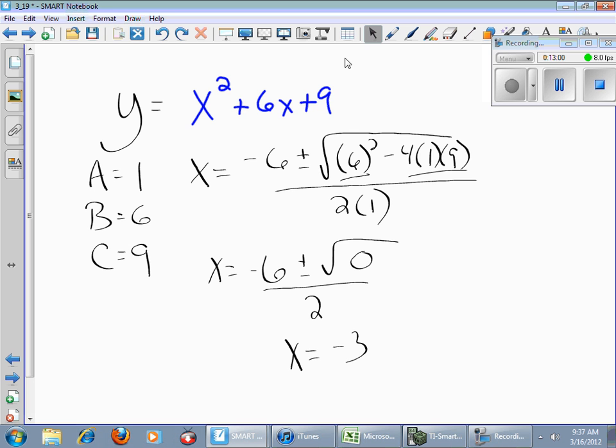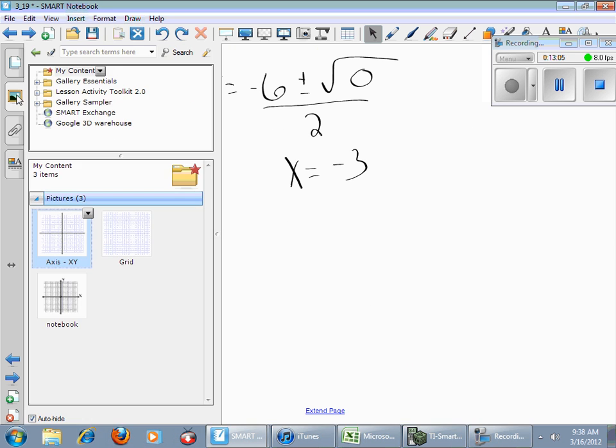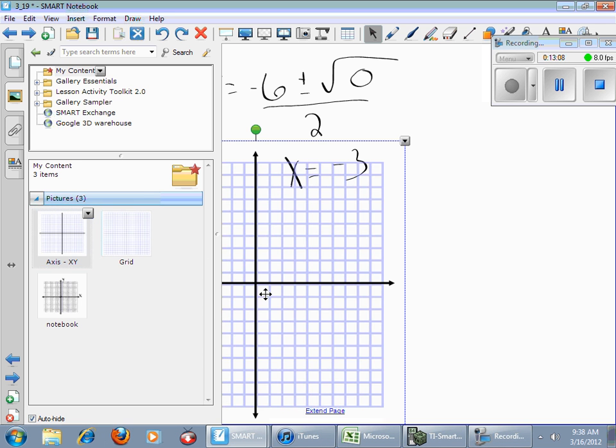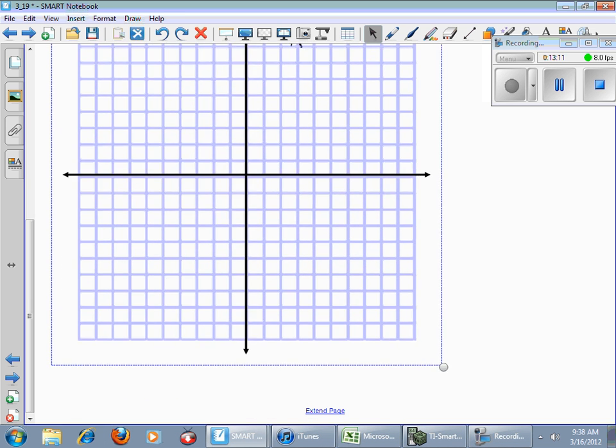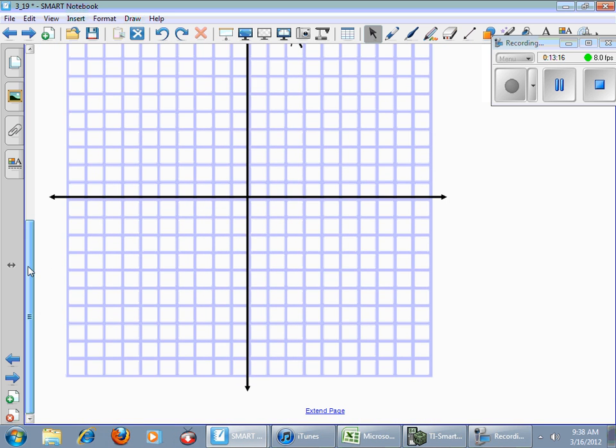Well, let me get that point graphed. X equals negative 3. All right, remember, y is 0. So I need some graph paper here. There we go. I'm going to make it a little bit bigger. So x equals, what did I say, negative 3? Yes, I did. Negative 3. So the 0 in this case is actually going to end up being the vertex, because it's the 0. There's only one 0, and it's sitting right on the x-axis. So in this case, it's the vertex.